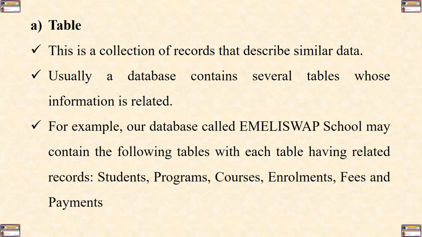And when you have several tables organized together in reference to a certain subject, what you form is a database. And therefore, when you speak about a database, you can simply say that a database is a collection of related tables about a certain subject. A database is a collection of related tables about a particular subject.